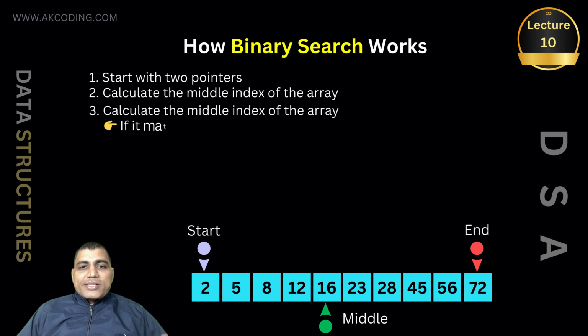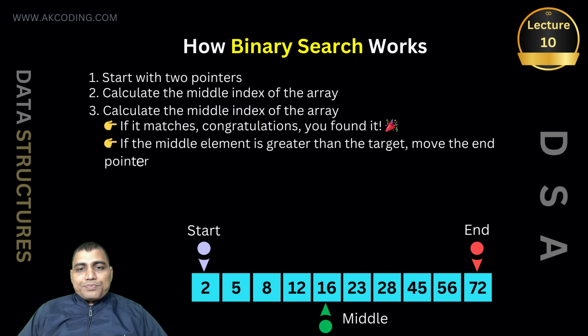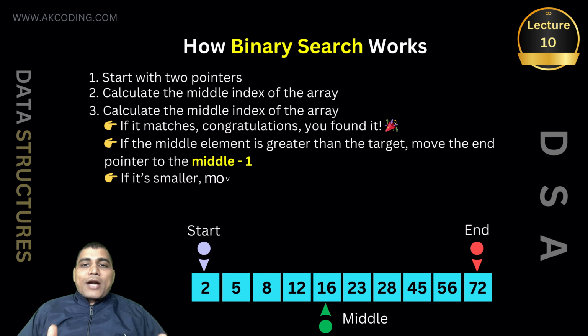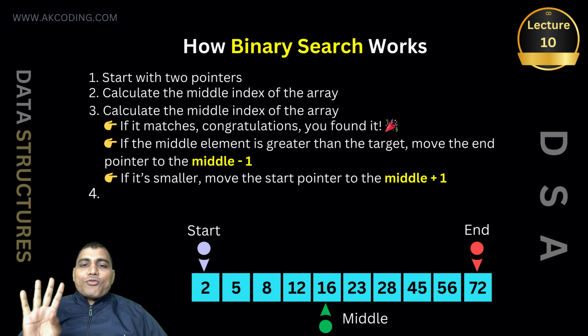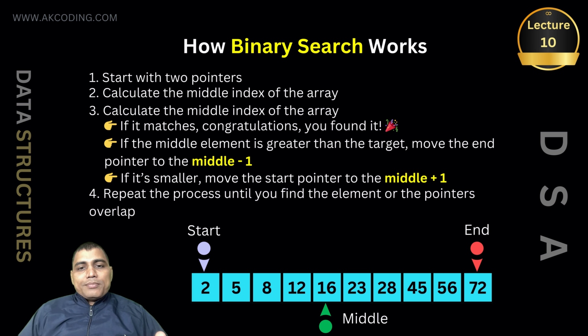If it is matched, congratulations, you found it. If the middle element is greater than the target, move the end pointer to middle - 1. If it is smaller, move the start pointer to middle + 1. Step number 4: repeat this process until you find the element or the pointers overlap. It is just 4 steps only, super easy, right?